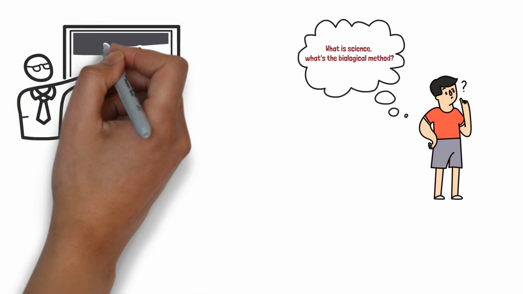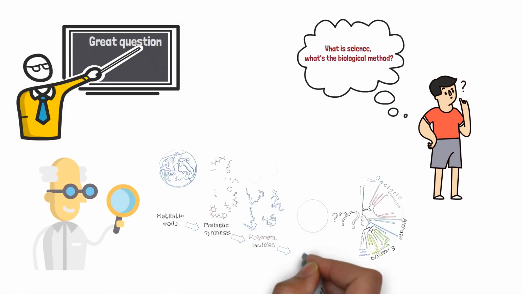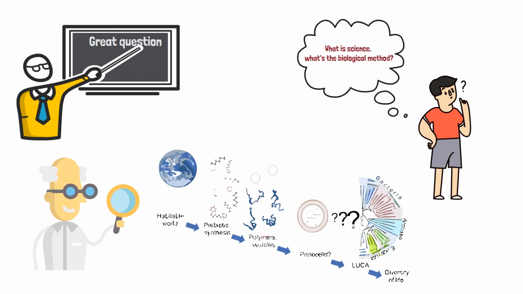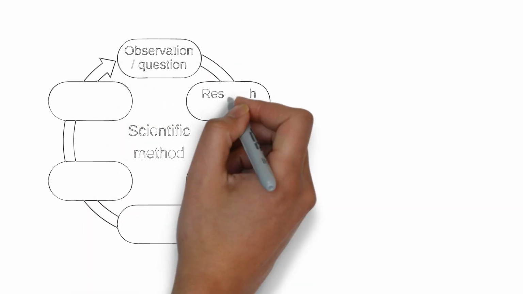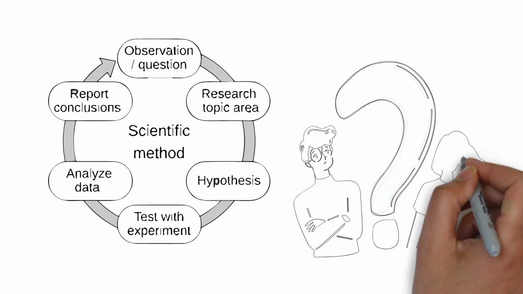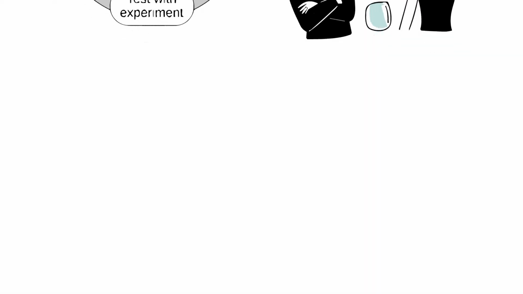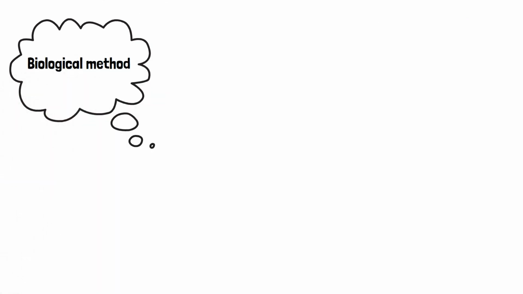Great question. Science is like a detective game where we try to solve mysteries about the natural world. The biological method is just one way we do this when dealing with living things. It's like a step-by-step process that helps us find answers to questions about life. Can you explain the steps of the biological method, please?